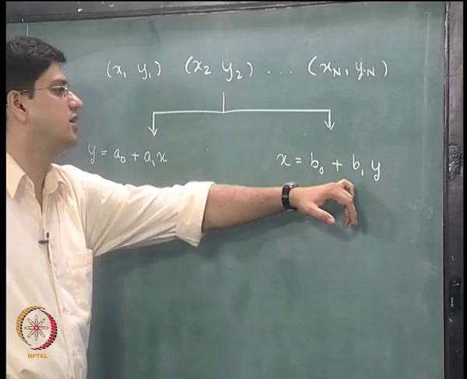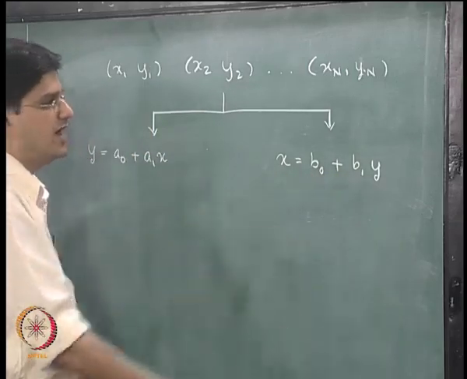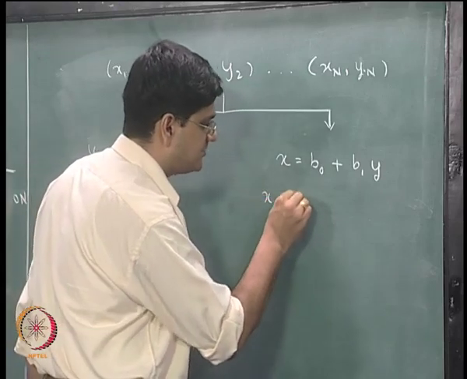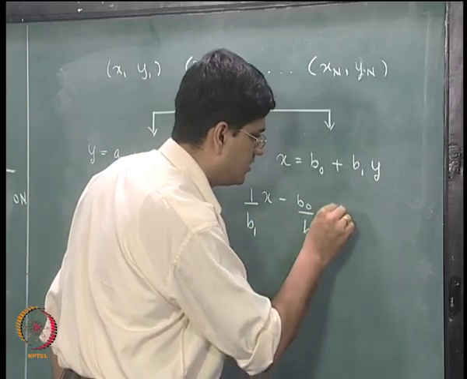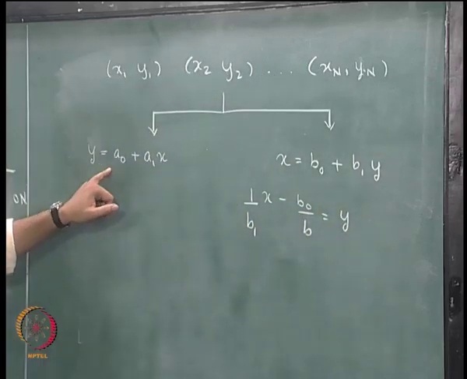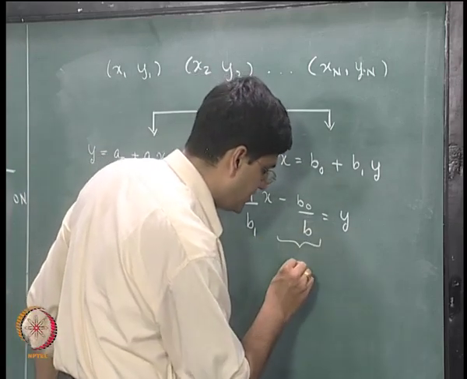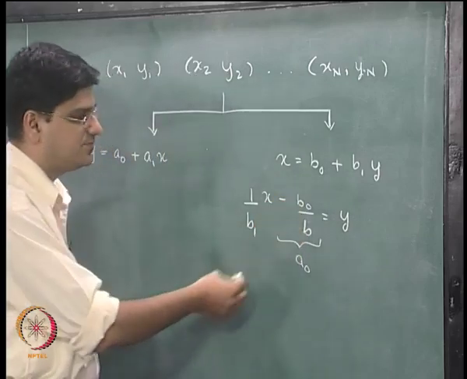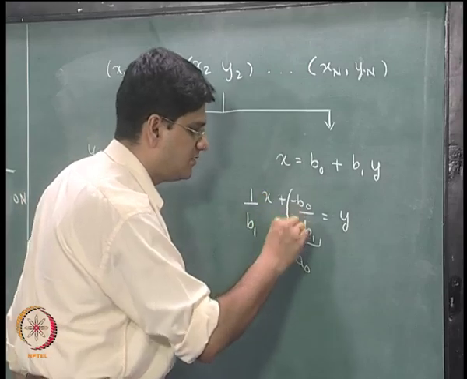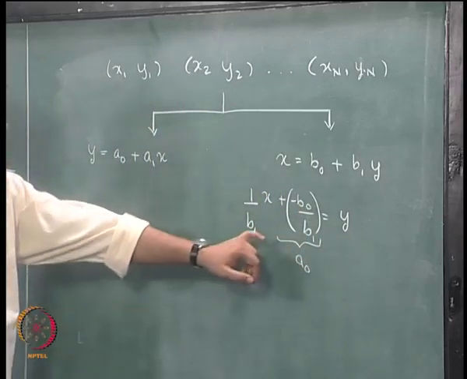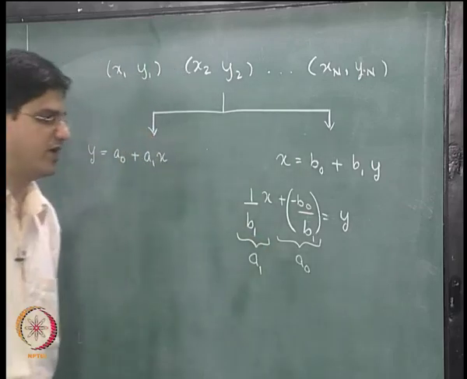For example, let us just rearrange this by subtracting b0 and dividing by b1. So we will get (x minus b0) divided by b1 equal to y, and comparing it with y equal to a0 plus a1x, what we get is a0 is nothing but minus b0 by b1, and 1 by b1 equal to a1. Okay.